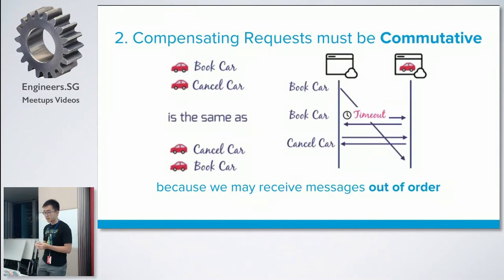So the second key thing is that both requests and compensating requests must be commutative, meaning regardless of the order at which they arrive, they have to arrive at the same result. So even if the cancel car request comes first, and then another book car request arrives later, it should still result in a canceled car booking. This is because messages can arrive in any order.